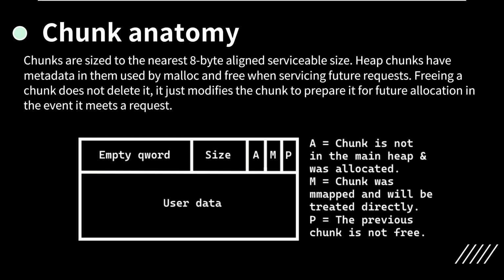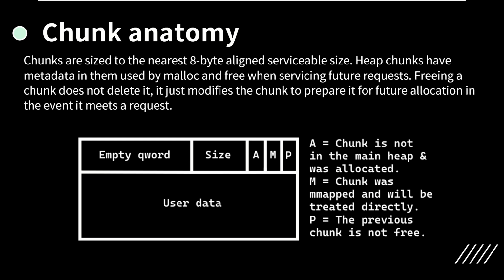And then the last 3 nibbles are going to be these flags. A is the chunk that's not in the main heap and was allocated, so this chunk was basically serviced with mmap, and it's not going through all the standard checks usually. M means the chunk was mmapped and will be treated directly. And P, which is a very important flag, means the previous chunk is not free.